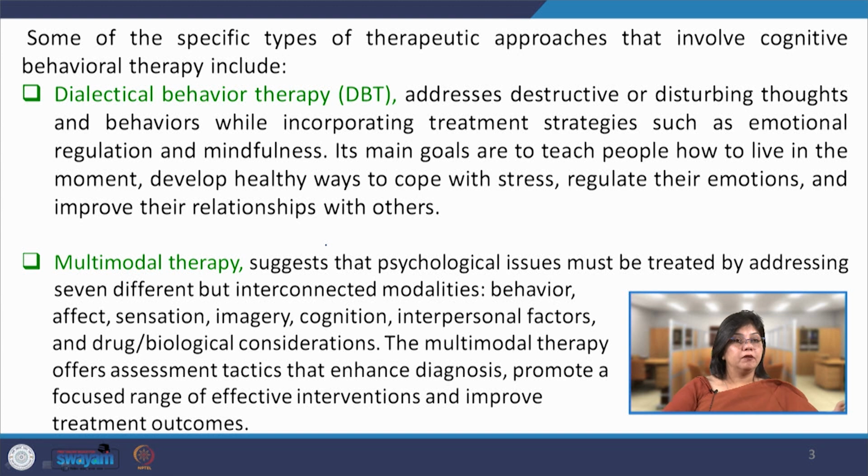Cognitive behavioral therapy at individual and group level can be implemented through various techniques. It is not only one single technique; it uses different kinds of techniques which can help people deal with different kinds of behavioral or mental health issues. The first is dialectical behavior therapy. This addresses destructive or disturbing thought patterns and incorporates certain treatments which help an individual deal with emotional problems based on emotional regulation and mindfulness. Emotional regulation is not only about dealing with your own emotions, but also understanding the other person's emotion and then responding to that situation or person.